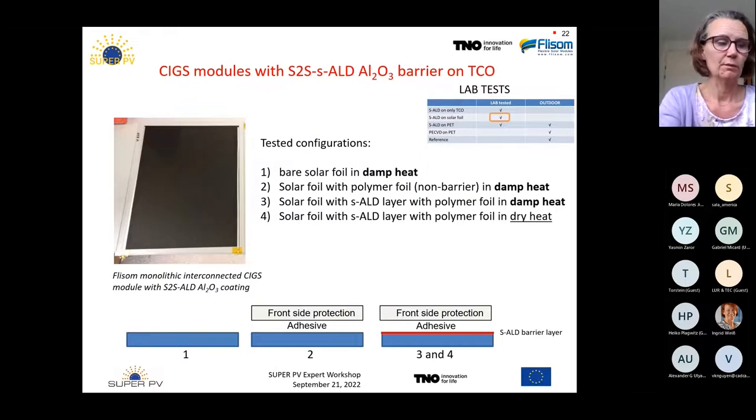The second test I want to mention is where we deposit the aluminum oxide layer, again, directly on the TCO, but now on the full solar cell. We also tested non-protected solar foils here on the left, we call bare, and solar foils that were protected or laminated with a non-barrier front side foil, and foils with the ALD layer directly on the solar foil, and also protected with a foil without additional barrier properties.